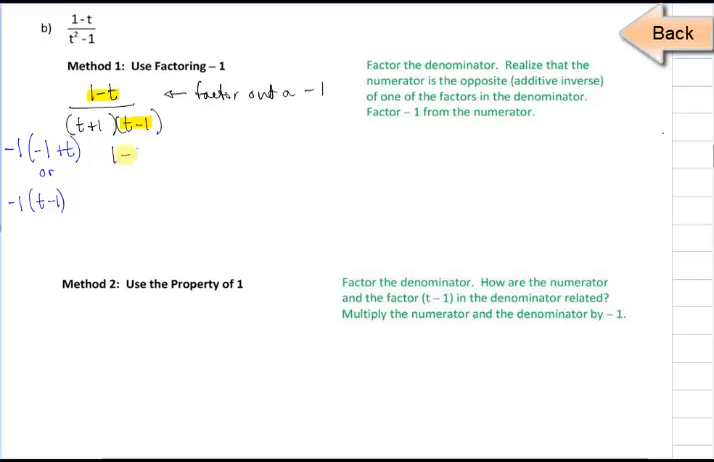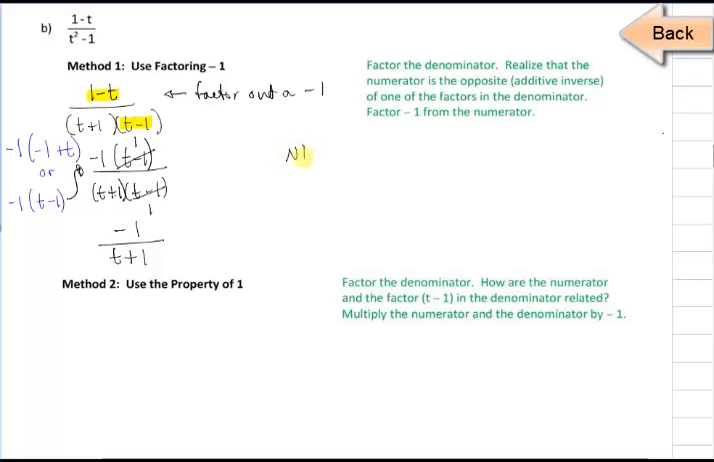Okay, so let's rewrite this then as negative 1 times t minus 1. Okay, so we're going to bring that up there, over t plus 1 times t minus 1. And you can see that we have equivalent factors now. So t minus 1 goes into t minus 1 once. So in your numerator you have negative 1 times 1, which is negative 1, over t plus 1 times 1, which is t plus 1.